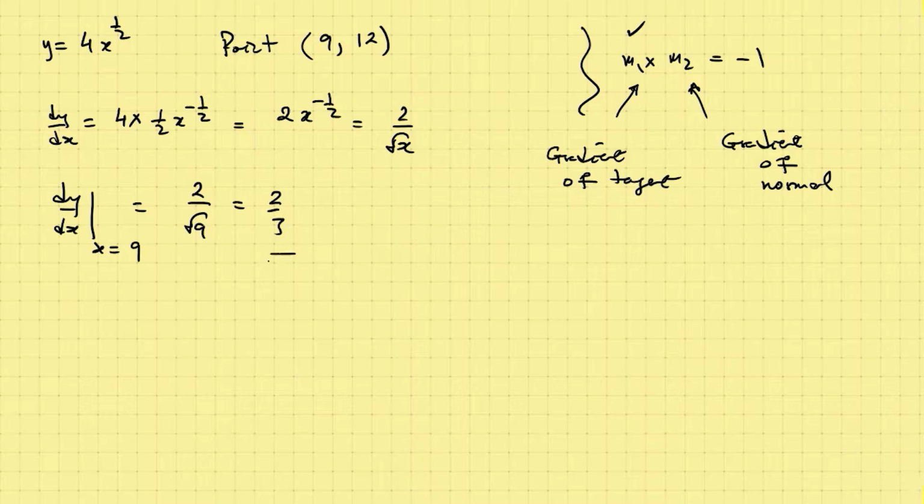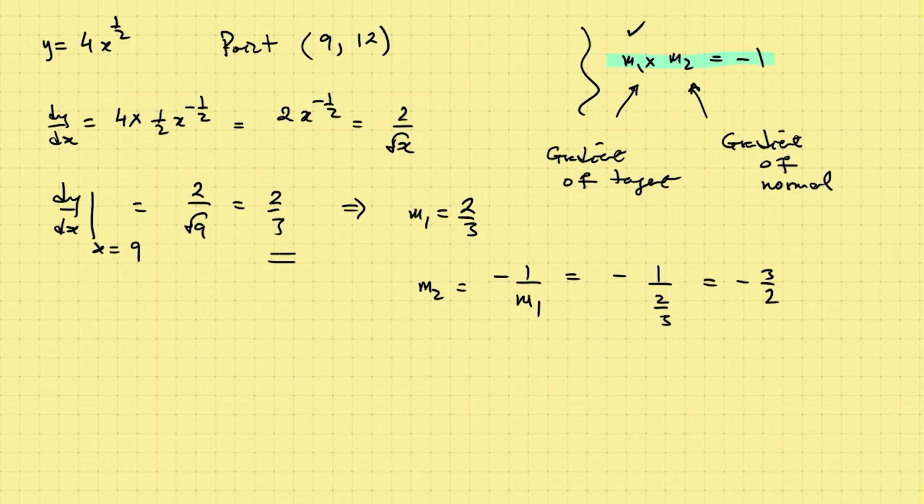So this here is our gradient of tangent. That tells us that m1 actually equals 2 over 3. Since m1 equals 2 over 3, we go to that formula and we say m2 equals minus 1 over m1, which is minus 1 over 2 over 3, which is minus 3 over 2. So we've managed to work out the gradient of normal.